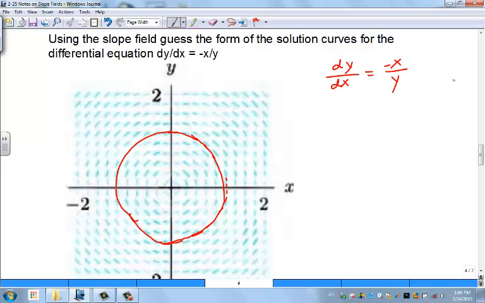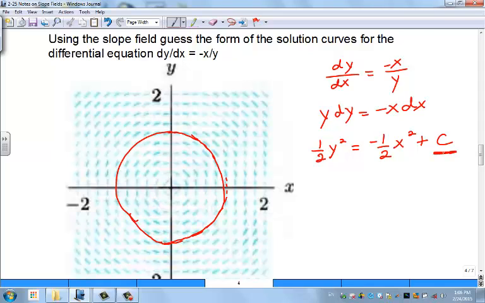So let's check this out. If I were to solve this differential equation, I would get, multiplying both sides by y and dx, y dy equals negative x dx. So if I integrate both sides, 1/2 y squared equals negative 1/2 x squared plus c. And then if I go ahead and finish this, moving it over to the other side, I can multiply the whole thing by 2.